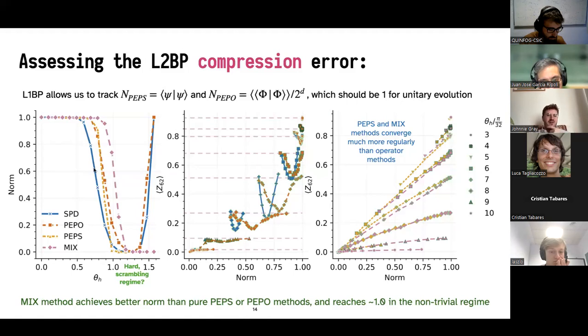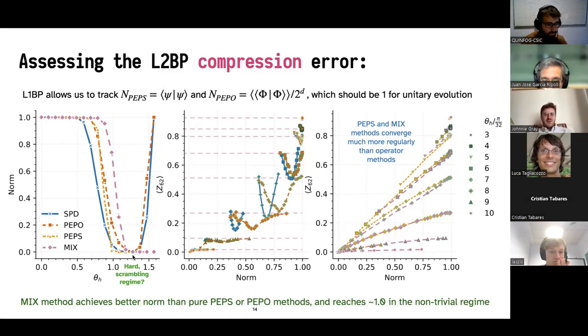So the main thing to take away from this is that as we get into this hard regime, you can see that by mixing the Heisenberg and Schrodinger pictures, you can effectively retain a much larger proportion of the norm of both simultaneously. And that's why you can converge. You don't have to truncate the state so much if you're only evolving each half of the way, essentially. And that's how we get a very high norm in this regime here.